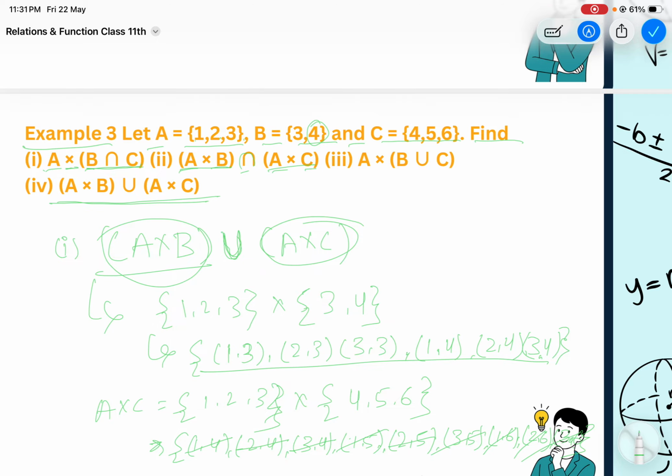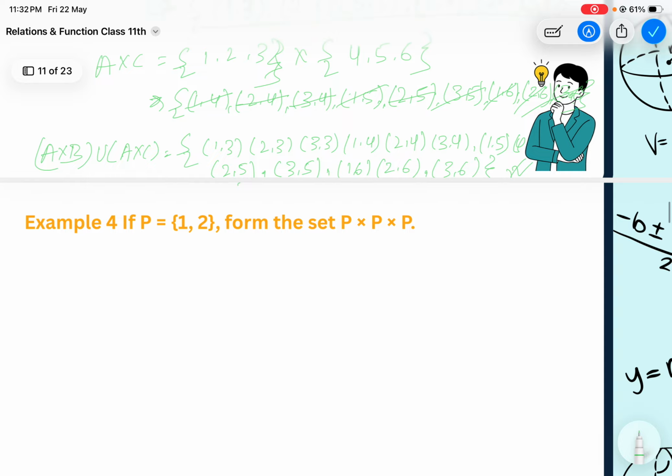You have to find out the intersection of that, all the common elements, meaning not elements, common pairs. Now here A into B union C, find out what B union C is. In B we have 3, 4 and here 4, 5, 6, so 3, 4, 5, 6 will be there. You have to do multiplication with 1 to 3. It will be lengthy because here we have 3 and here we have 4, so there will be 12 pairs of sets, right?